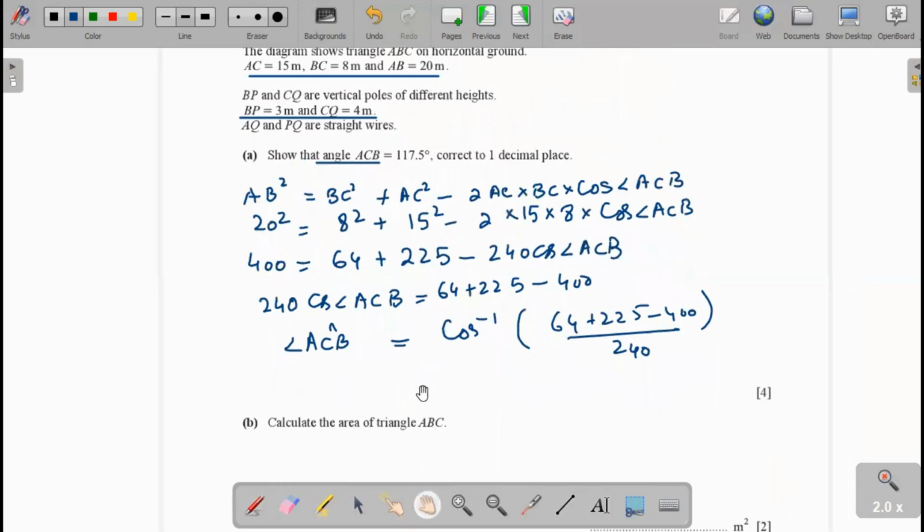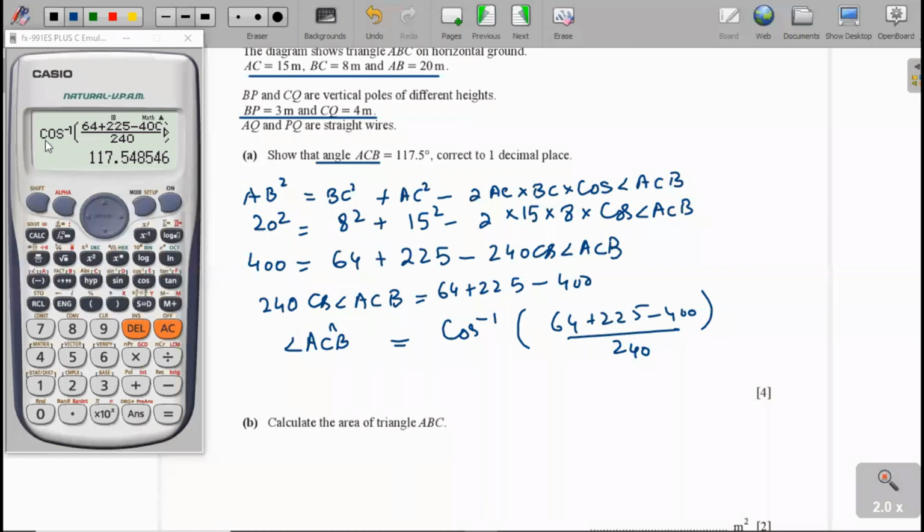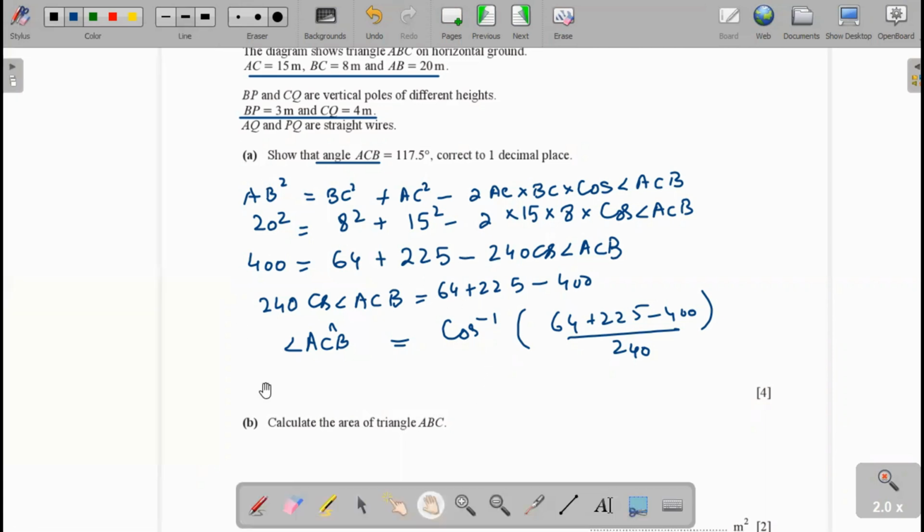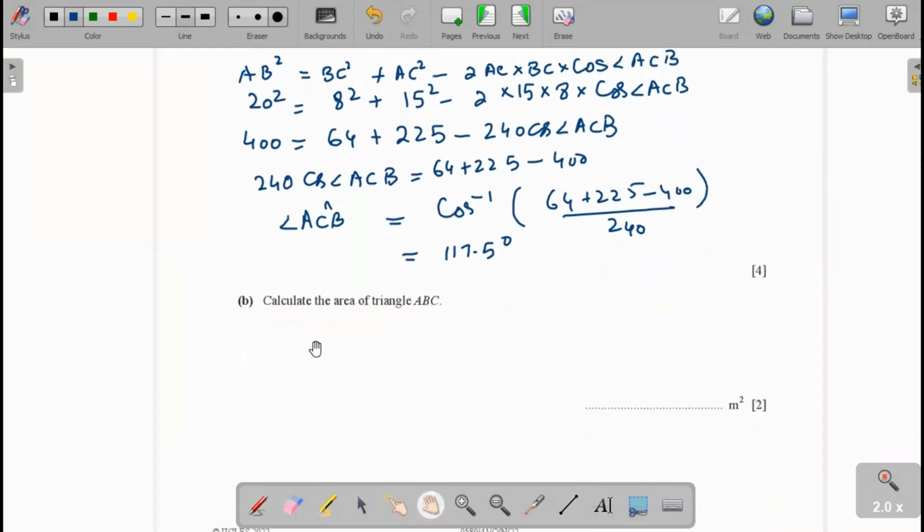And this is this value. We can recalculate this value. Now you can see here the cos inverse of (64 plus 225 minus 400) divided by 240. The answer is 117.5. 117.5 degrees is the answer. Now we go to the next part.